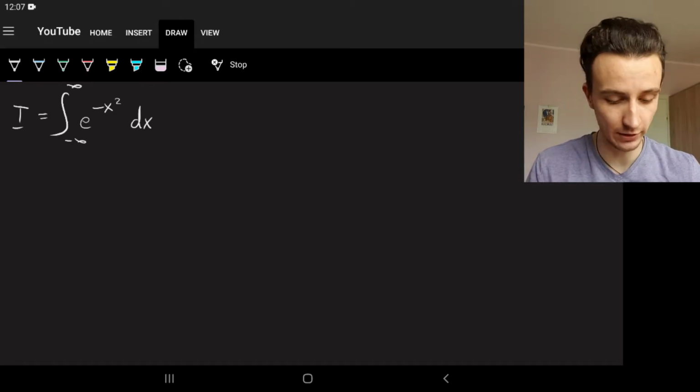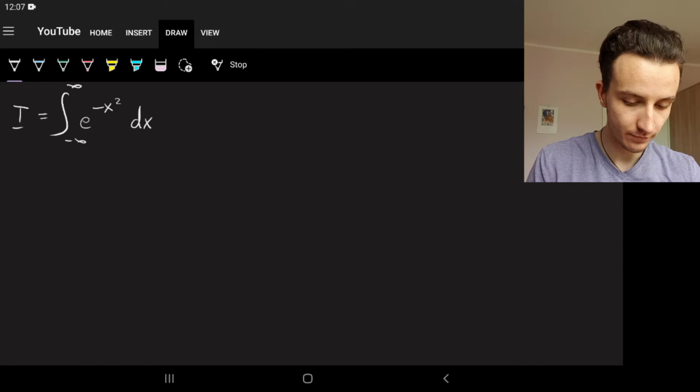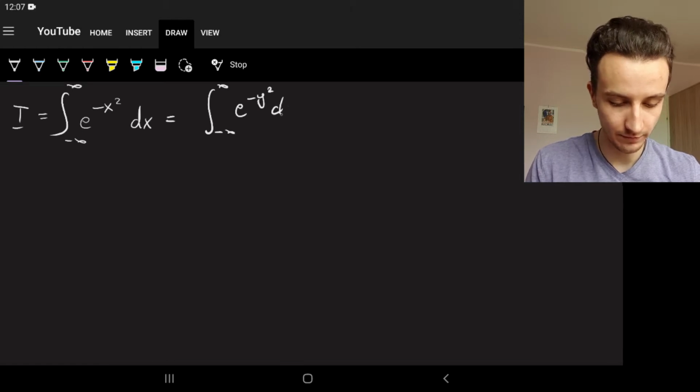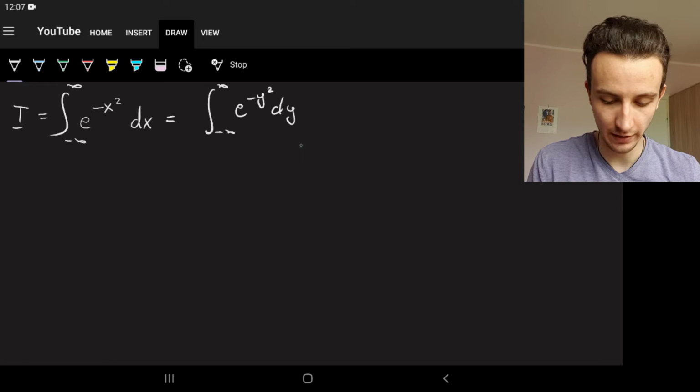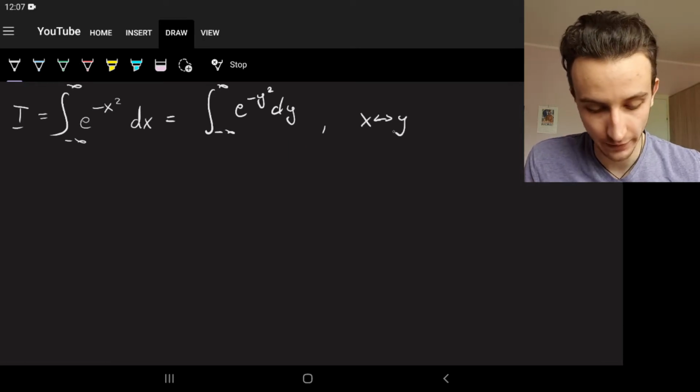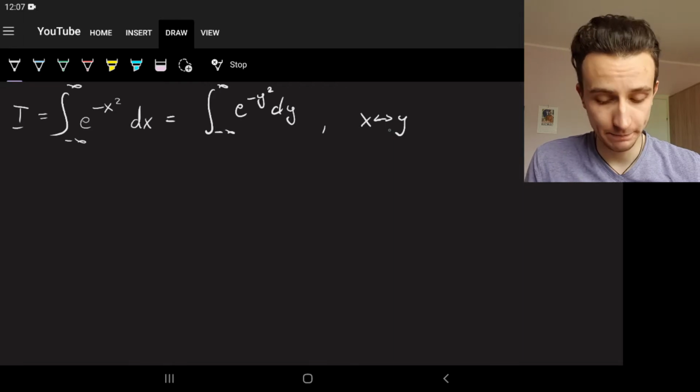Today we've got the Gaussian integral. It's a pretty easy one to solve. We can just rewrite the dummy variable as another one. See what I did? I just said that x and y, it doesn't matter, and it gets integrated over anyways, so all we get is some number.